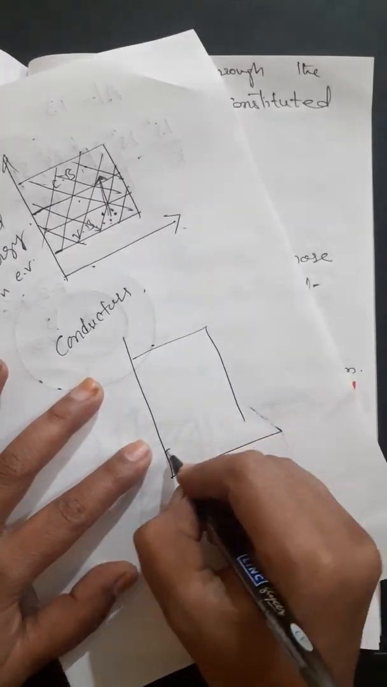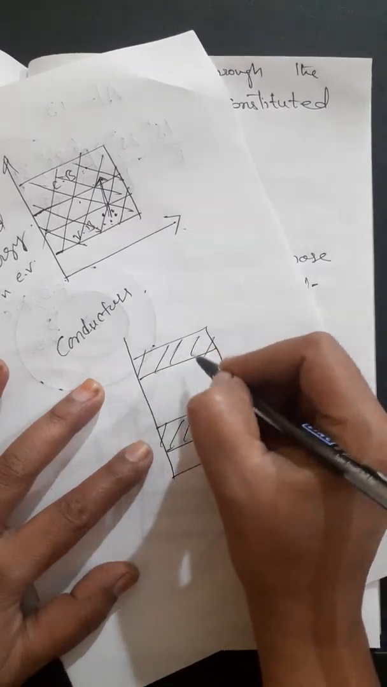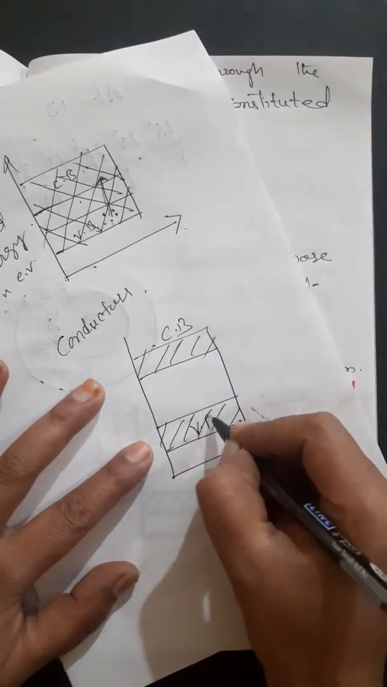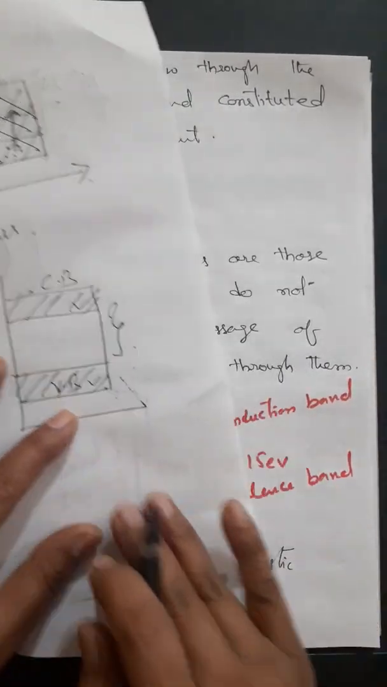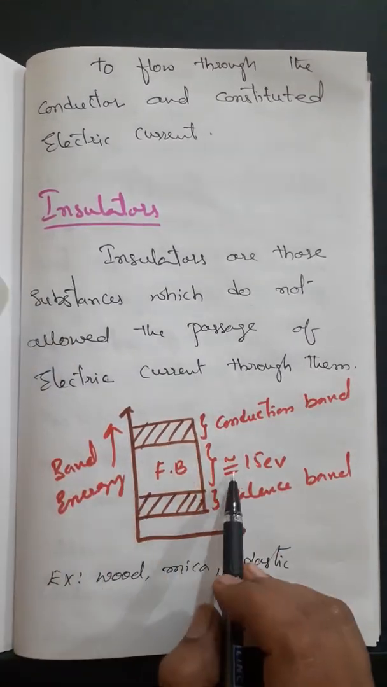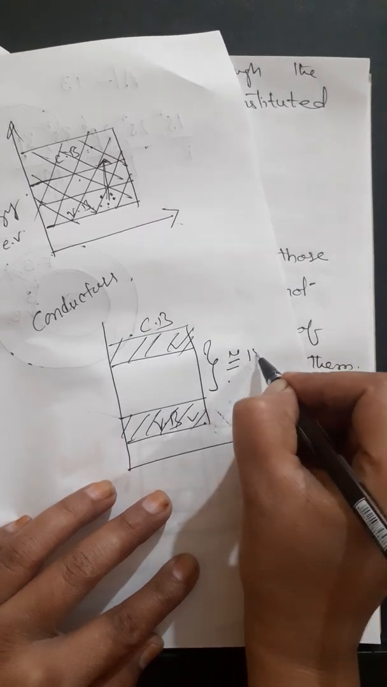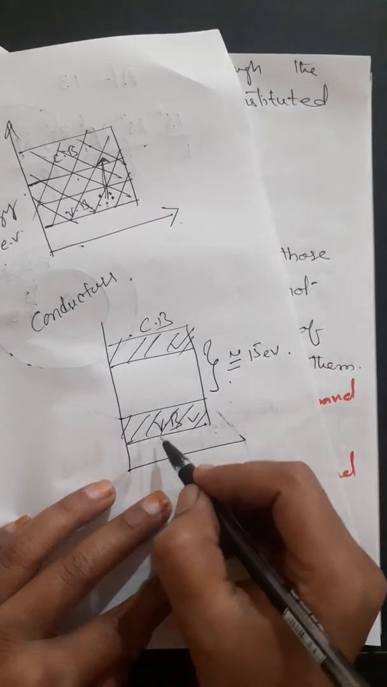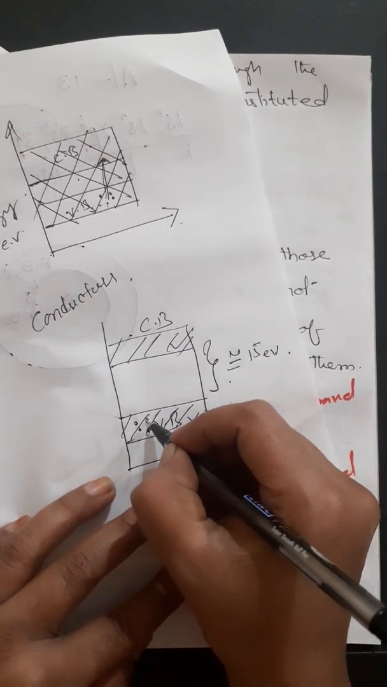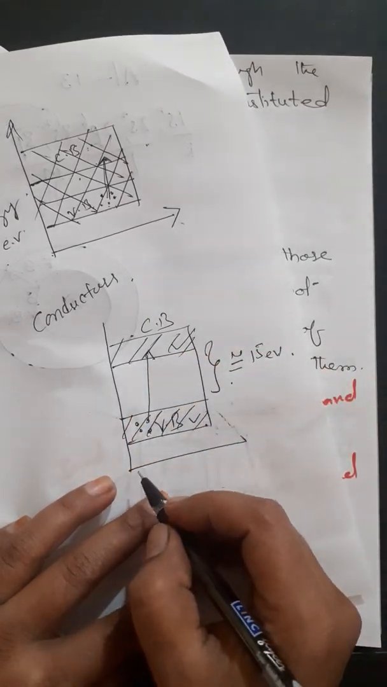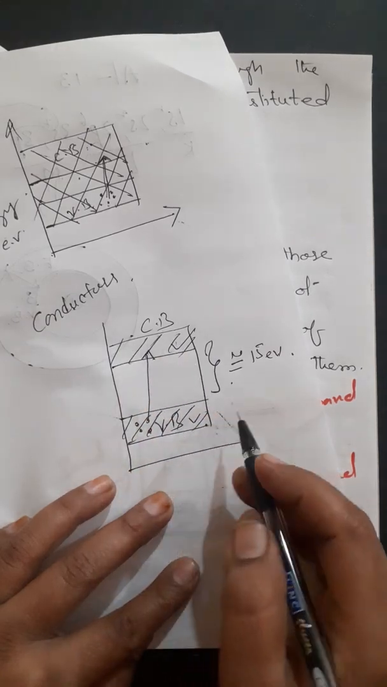Why do these behave like insulators? Because in case of an insulator, the gap between the valence band and conduction band is very large, approximately 15 electron volts. So a very high electric field is required to push the electron from this side to the conduction band. That's why at room temperature they behave just like an insulator.